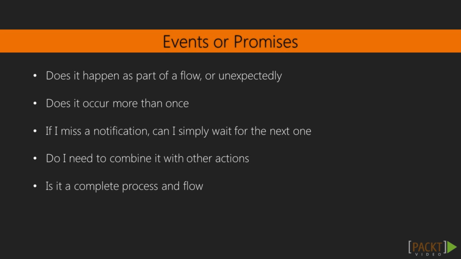Also, does the event occur more than once? Clicks, typing, etc. usually can be expected to happen several times, so events would be needed. But the DOM being ready happens only once, so that would work very well with promises. What happens if we miss a notification? If the completion is something we really can't miss, meaning that the state is really what matters, then promises will be great. Do I plan to combine this with other actions? Events are rather tough to combine, promises are not. And finally, can I consider the process I'm looking at as a self-enclosed, complete flow? If yes, promises are the way to go.